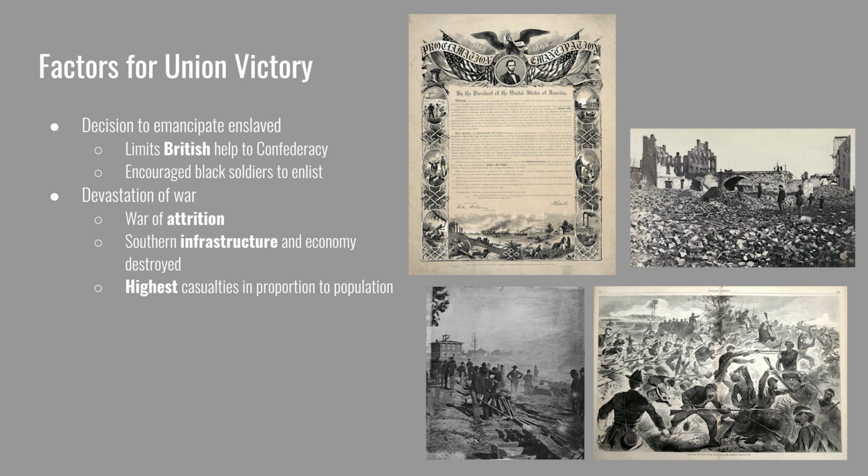After the war, Southern infrastructure and its economy were destroyed. The Confederate capital of Richmond, seen in the top right, and Union soldiers pulling up Southern rails on the bottom left, show the extent of the destruction. By the end of the war, all of this needed to be rebuilt.